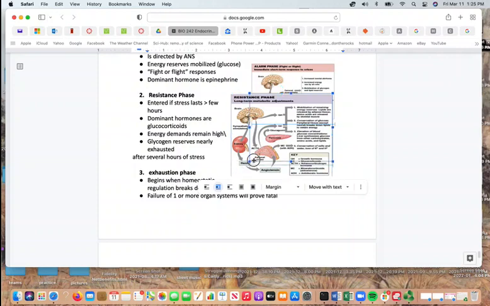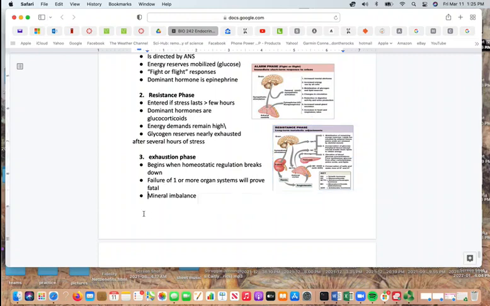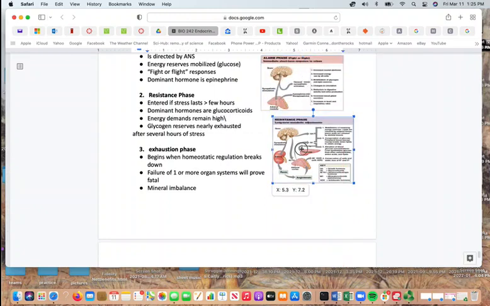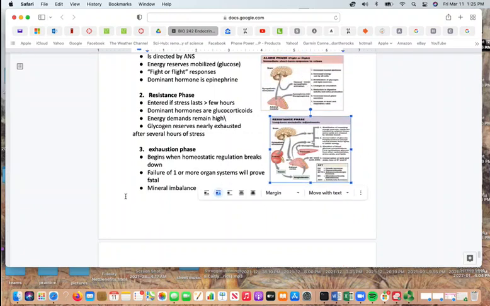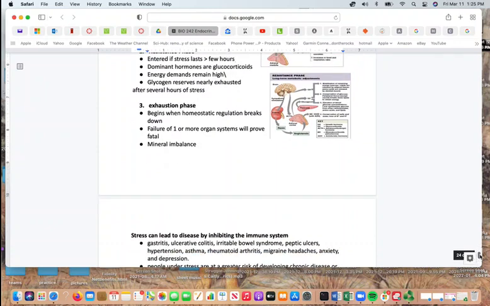So during the exhaustion phase, you're going to have the homeostatic regulation start to break down. This is not a good phase for your body. It does not benefit anybody's health when you get into this phase. You're going to have failure of one or more organ systems, and it can eventually end up being fatal. It does not improve the health status of anything.